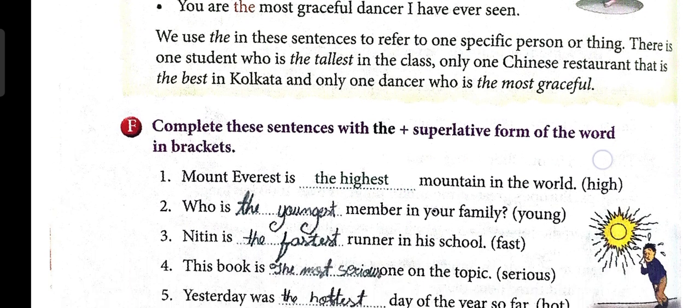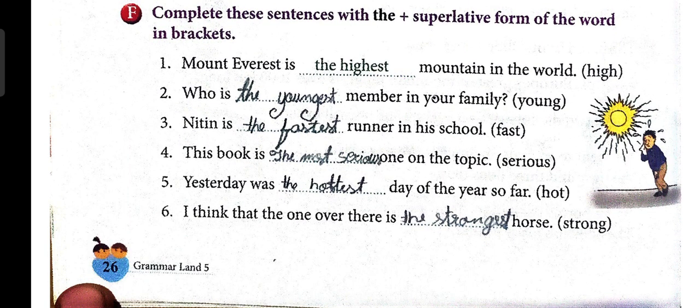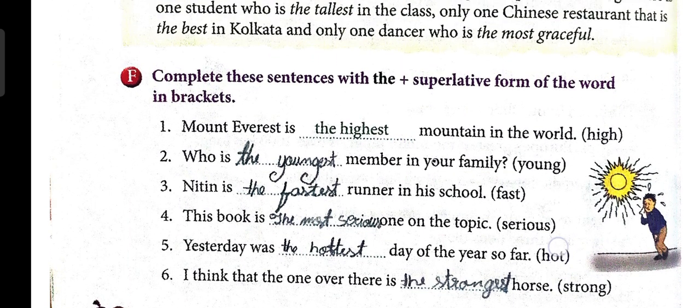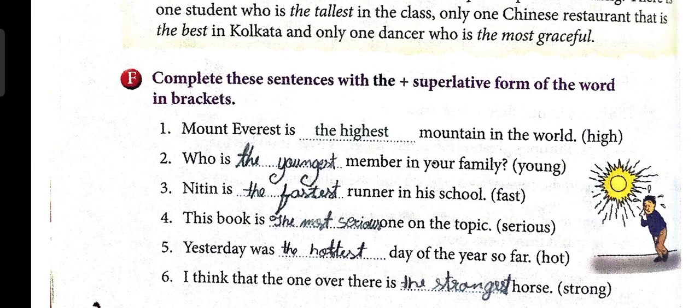Now we are going to the next question. On the next question, it is written: complete the sentence with the and the superlative form of the words in the bracket. So we will need to use the with the superlative forms. In the first question, it is already written: the highest. On the second question, we will write the youngest. The third question, fastest.